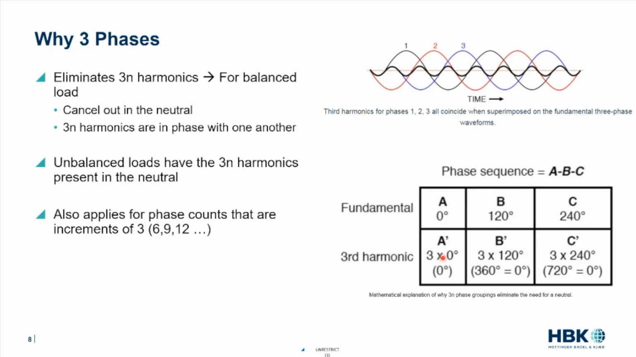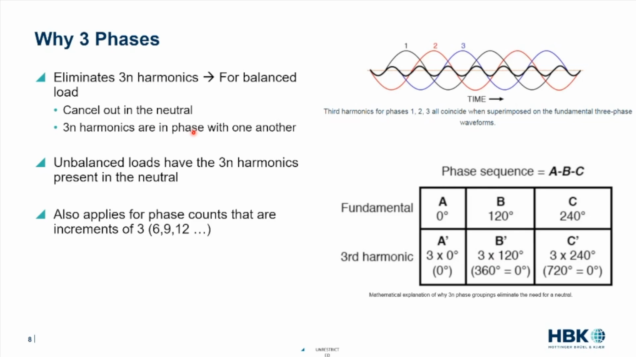Well, 3 times 0 is 0. 3 times 120 is 360, and if we go into our rotational, we remember our high school trigonometry, 360 is equal to 0. And for C, 3 times 240, 720 equals 0. The third harmonics in a 3-phase system cancel each other out. And that's pretty exciting, because again, we've eliminated the second order harmonics by having symmetry, and the third order harmonics are going to cancel out in the neutral, and they're going to eliminate our 3N harmonics.